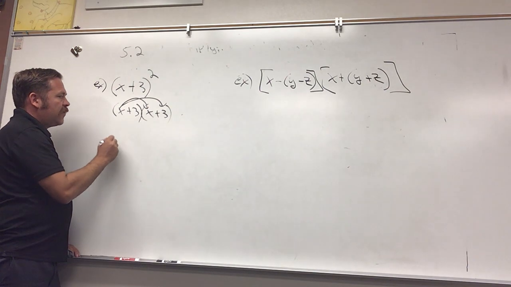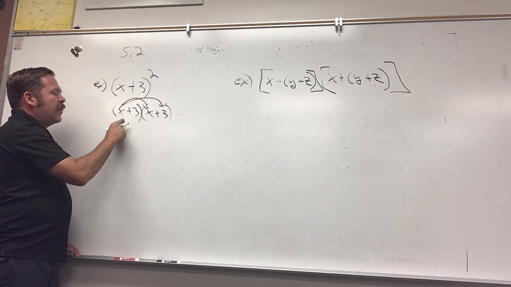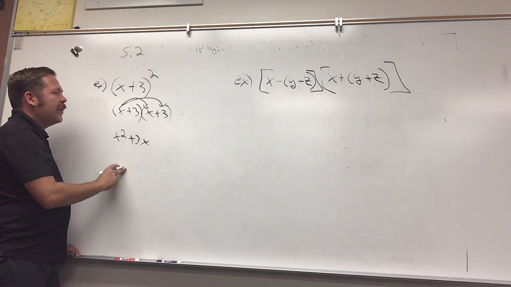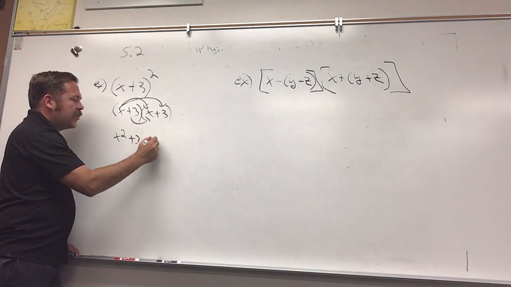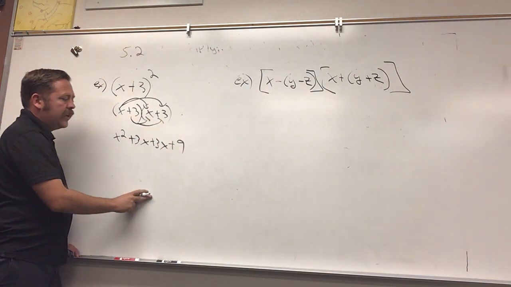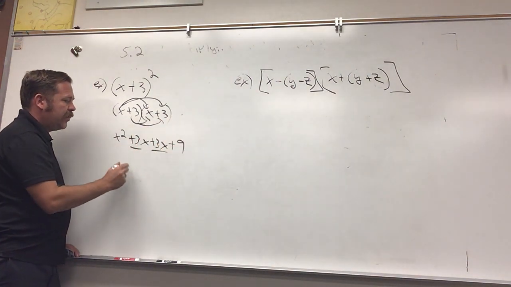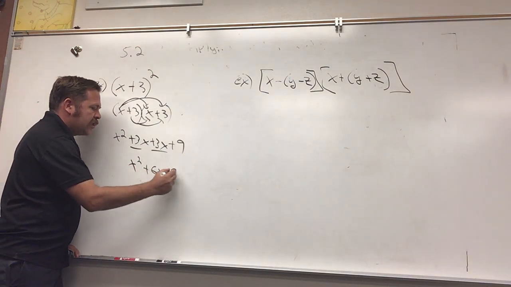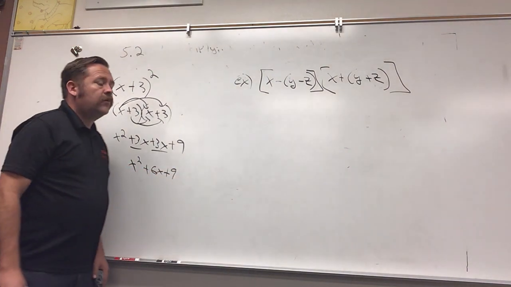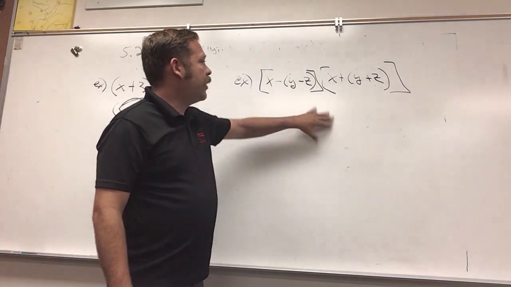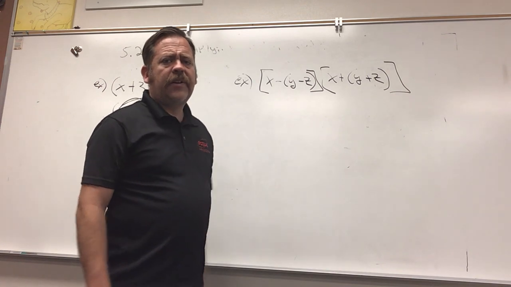So x times x first would be x squared, and then x times 3 would be plus 3x. Now 3 times x is plus 3x, and 3 times 3 is plus 9. And then you combine this term and that term, and you get x squared plus 6x plus 9. Okay. Now I want you to try this one here.